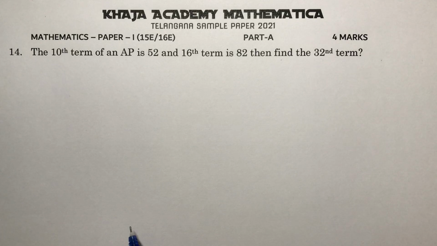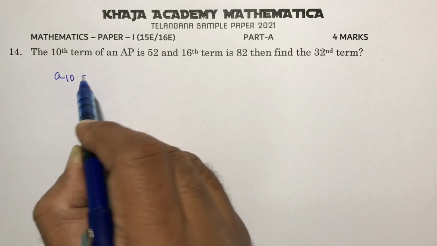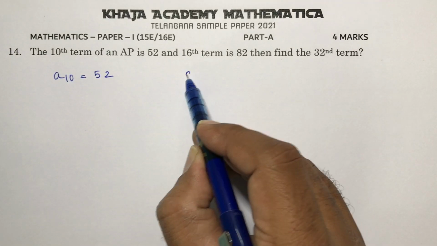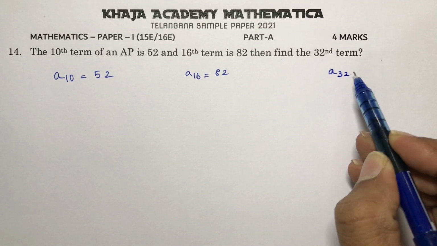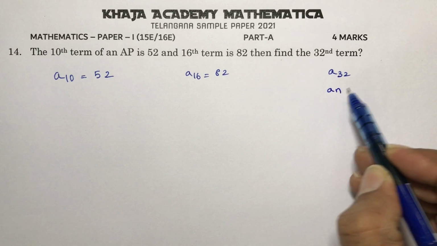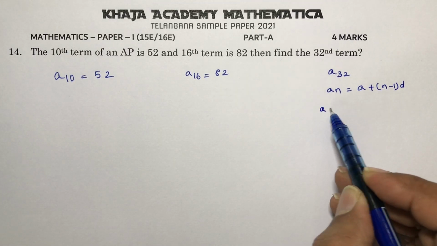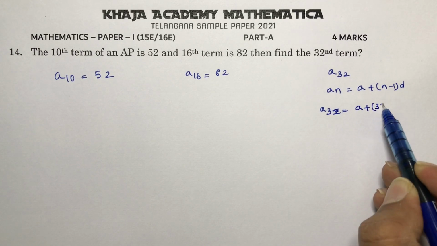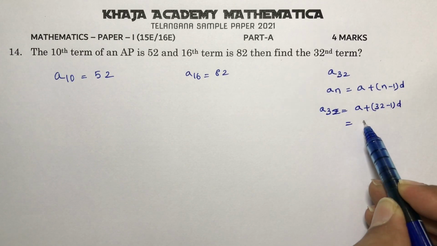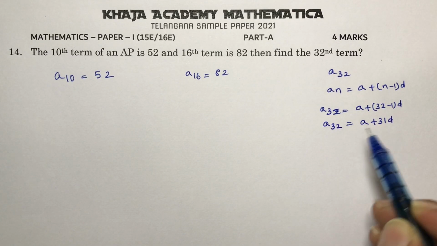The 10th term of an AP is 52 and 16th term is 82. Then find the 32nd term. So 10th term is 52, 16th term is 82. We need to find 32nd term. So the nth term formula is a plus n minus 1 into d. So a32 is a plus 32 minus 1 into d, that is a plus 31d. a32 is a plus 31d.